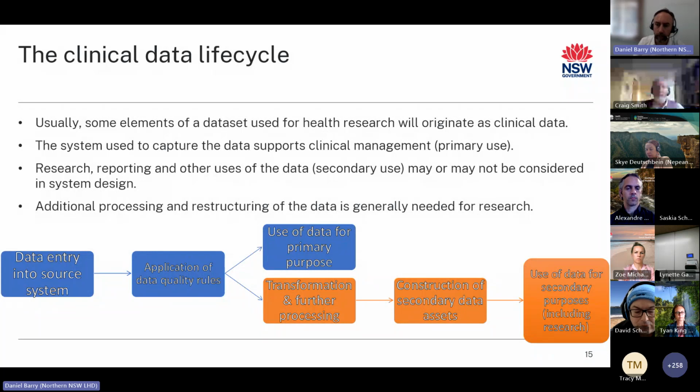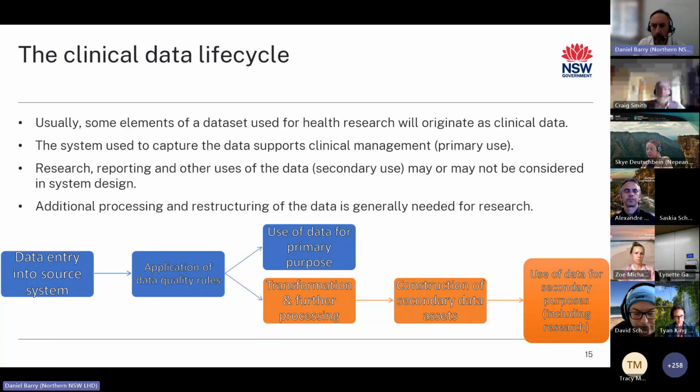So this means that making data available for research generally requires additional work. The flow diagram here shows a bit of a life cycle of clinical data, with the aspects related to the primary use in blue and the aspects related to the secondary use in orange. The system where the data is entered is often referred to as a source system. On entry, there's generally some data quality rules applied to the entered data to ensure that it has sufficient quality to be useful clinically.